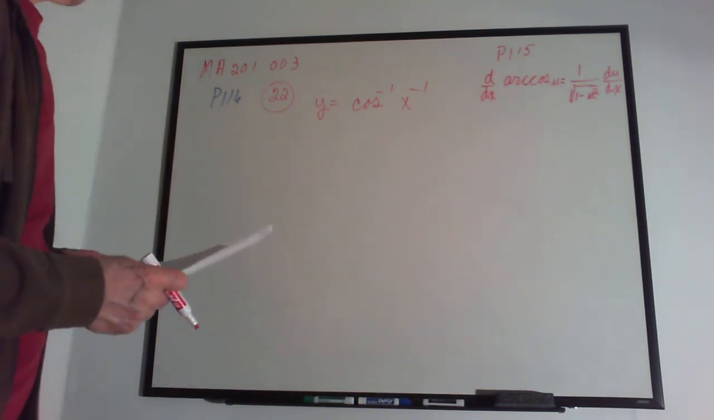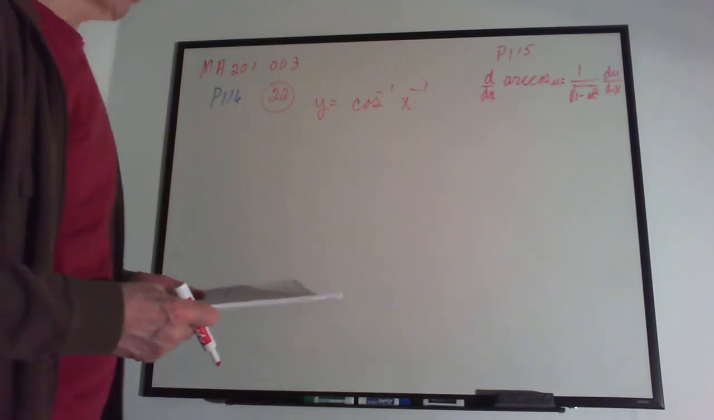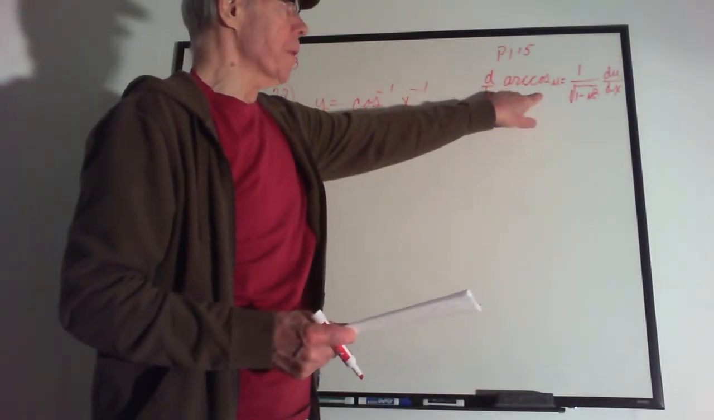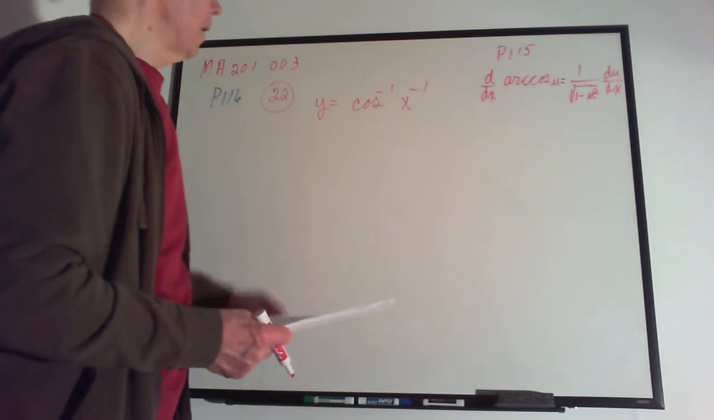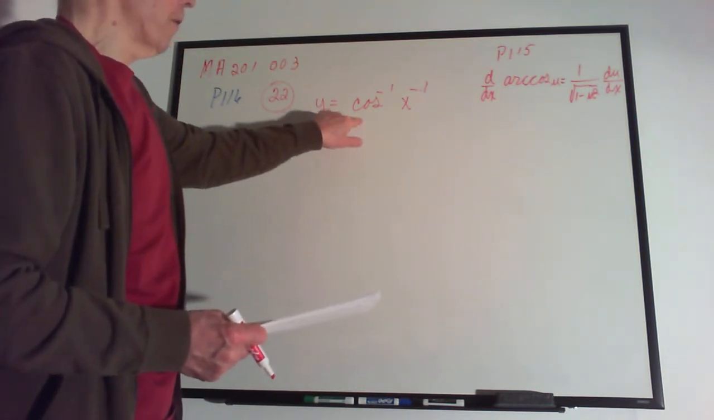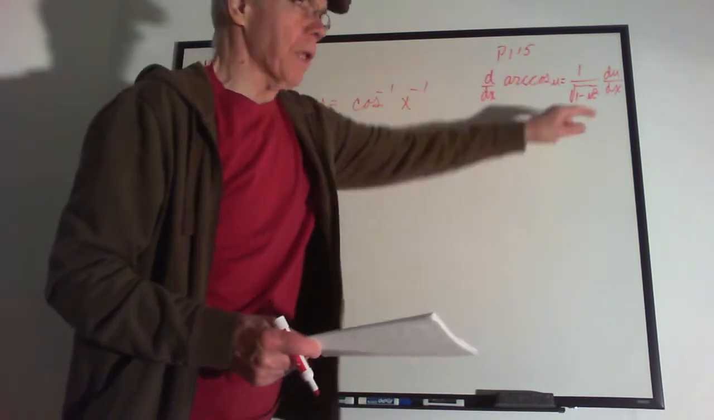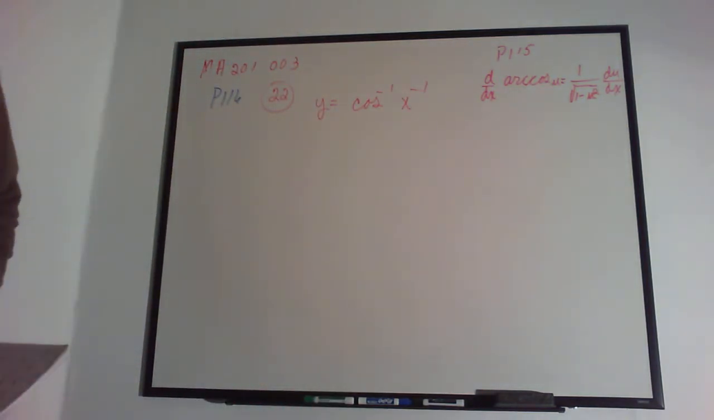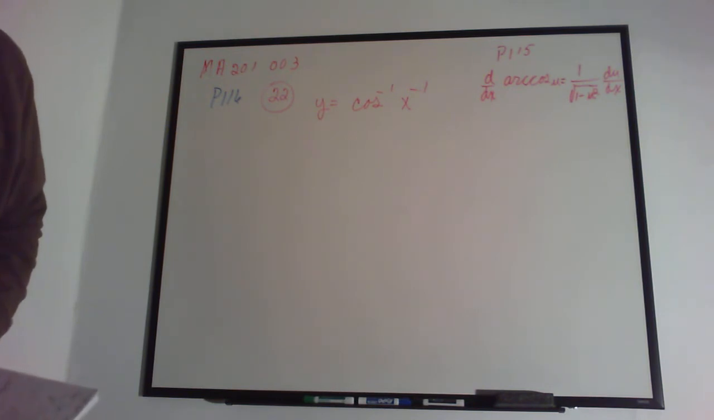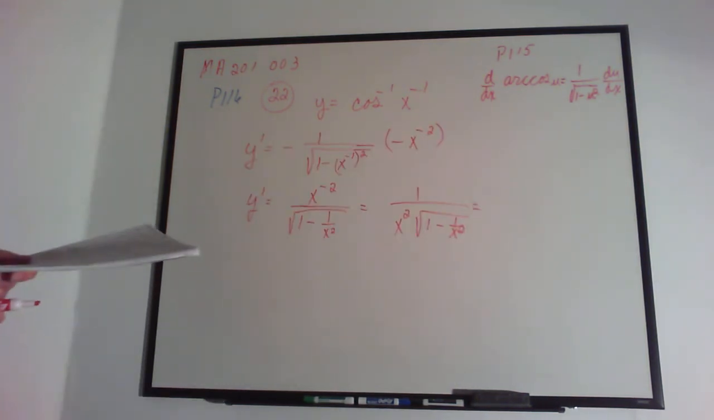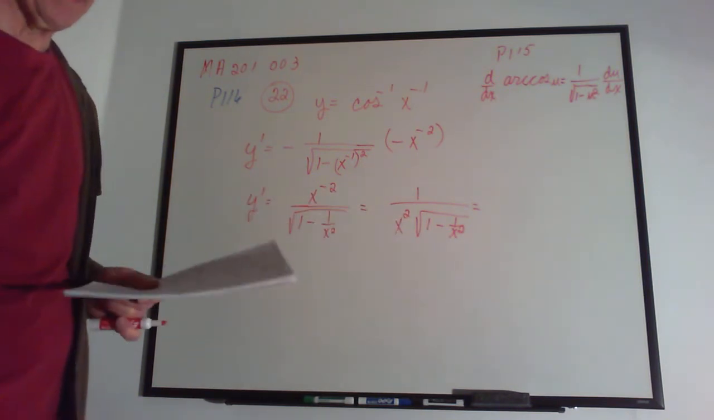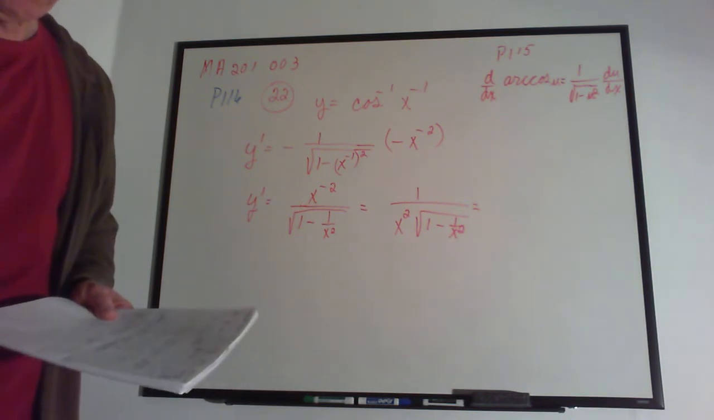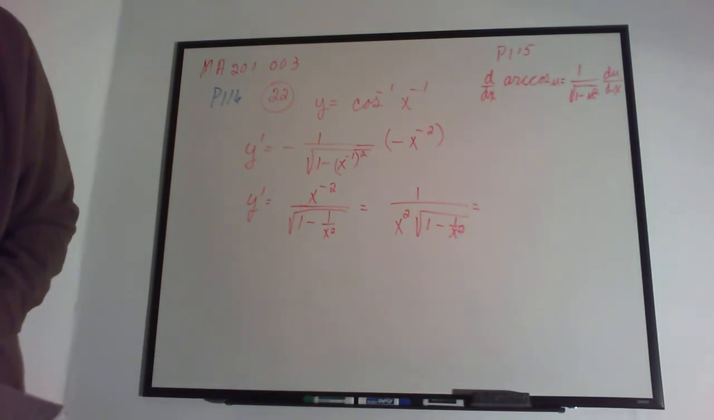Okay, on page 116, number 22. Now you have the derivative formula for the arc cosine on page 115. It's this here. I want you to take the derivative of this, which means I want you to plug it into that formula. So go ahead and give that a try. I'll put it on the board. Pause the video, see how you do with it. Okay. Now this can be simplified further by using some simple algebra. So go ahead and try to simplify it, see how you do with it.